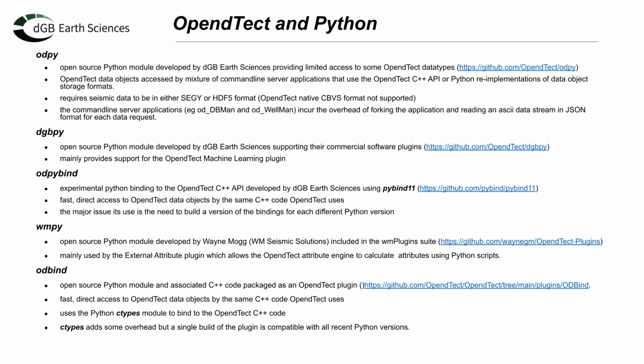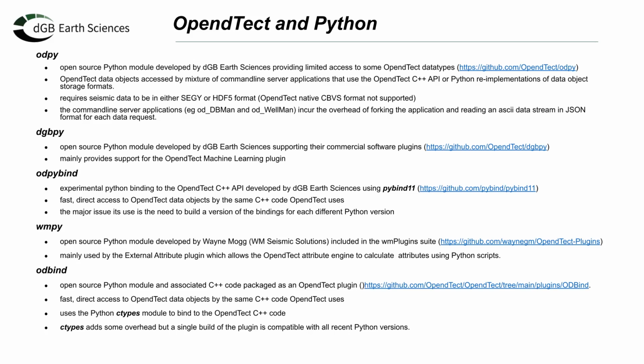There is also WMPy, which is part of my open source WM plugin suite. It is a collection of Python scripts for calculating seismic attributes using the OpendTect attribute engine and my external attribute plugin. And finally, the new entry, which is odbind, which is the subject of this webinar.